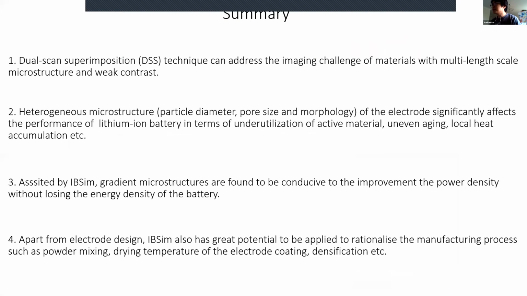So this is a brief summary. First, we can use the dual scan superimposition technique to solve the imaging challenge if the material has multi-length scale microstructure and weak contrast. Then we can simulate operation, such as the uneven aging, the local heating, and also underutilization of the active material.